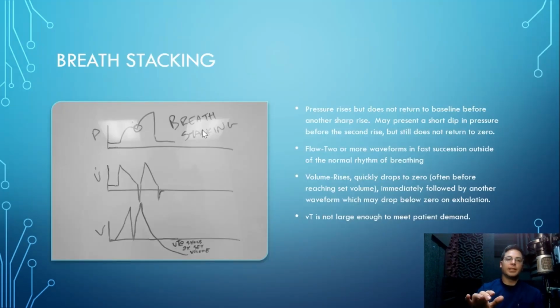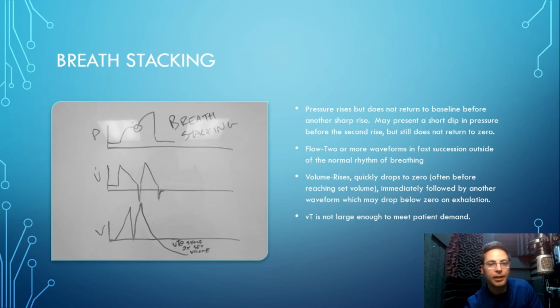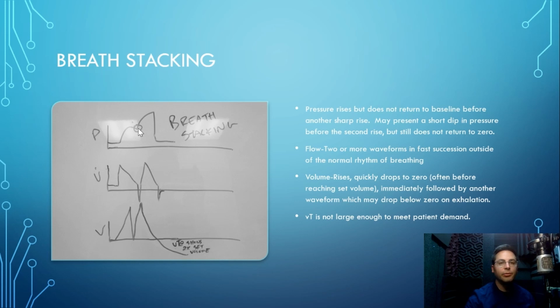Something else we might see. This is across all of our different waveforms here. Let's take a look at this pressure waveform. We have our gradual rise here, but then we have this brief negative inflection here, and then another quick rise in pressure before there's a quick drop back down to baseline, or sometimes not to baseline.